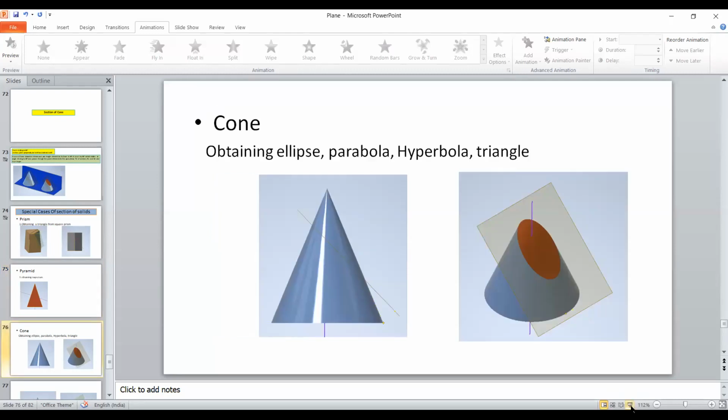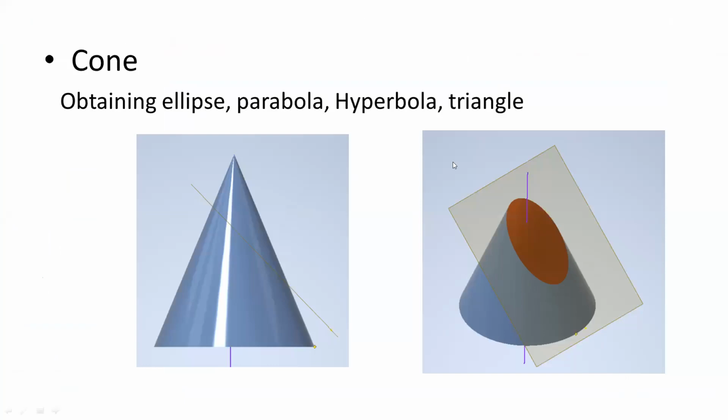Now the next geometry, it is the cone. For the cone, you can obtain ellipse, parabola, hyperbola, and the triangle, and even circle as a true shape. Let us see how to select the proper position of the section plane so that you can obtain the ellipse, parabola, hyperbola, triangle, and the circle as a true shape. First position you can see here on the screen.